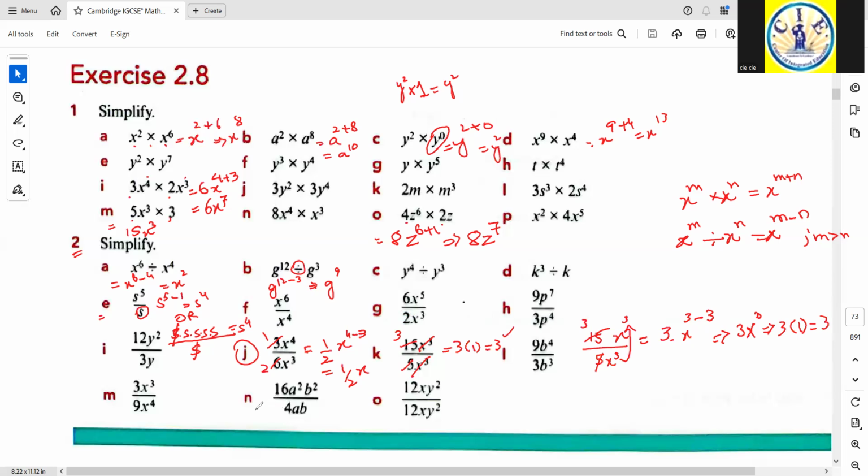Okay, now for part n, for example, we can have 4 fours are 16, and then 4 would be the same, a raised to power 2 minus 1, b raised to power 2 minus 1. That will give us 4ab. That's the answer to this one. And for part O, 12xy squared completely gets cancelled out with its denominator. So we are having 1 by 1, that is 1. That is the answer. So this is how we need to solve these questions.